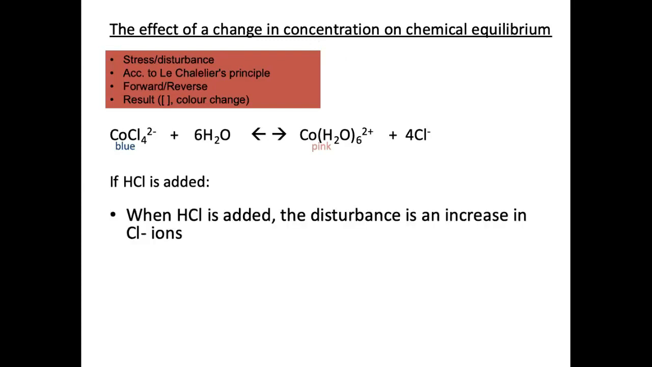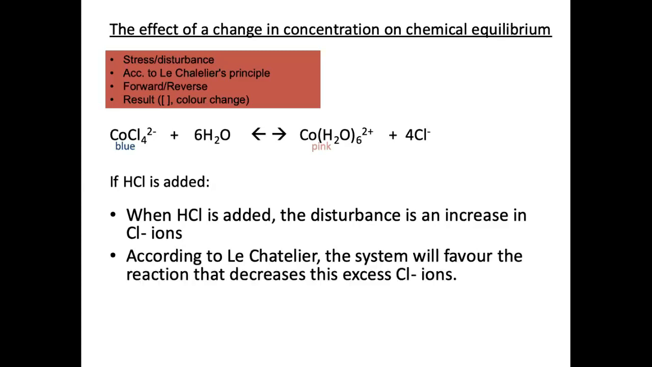So that's the first point. You must write it down. When HCl is added, the disturbance is an increase in the concentration of the Cl minus ions in solution. You can write concentration as well, right? Concentration of Cl minus ions in solution. Right. Then we can say, according to Le Chatelier's principle, the system will favor the reaction that decreases the Cl minus ions in solution. Okay, we've got that down.